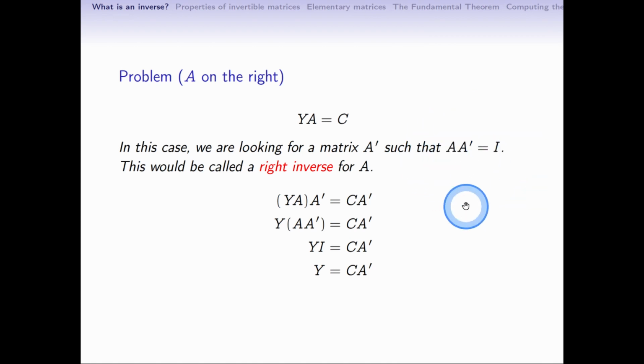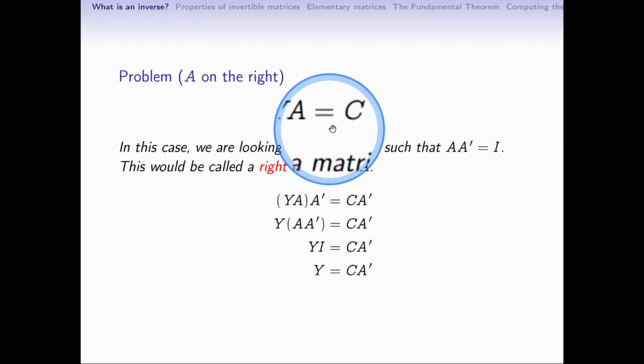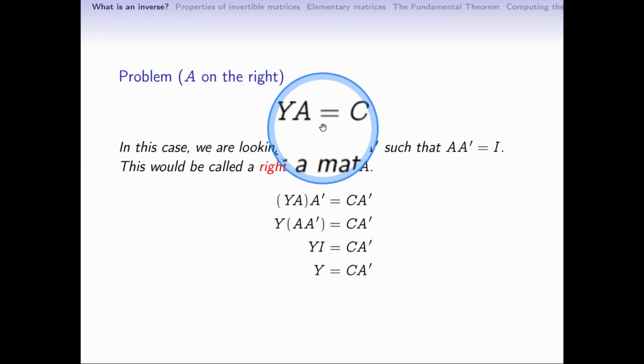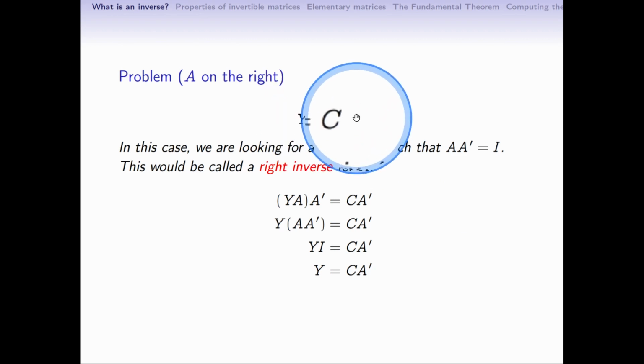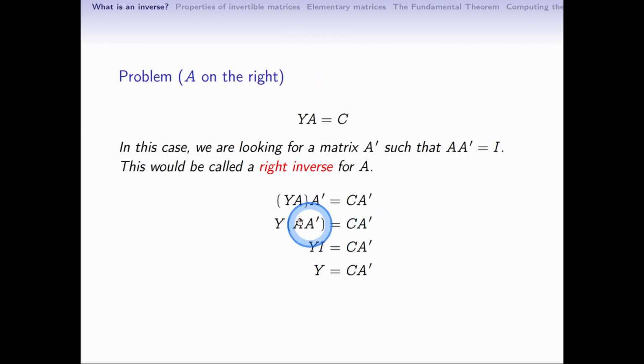Now, let's see how we can make use of this right inverse for A in solving an equation of this type. What we're going to do is multiply by A prime on the right side of both the left and the right sides of this equation. So we're going to get YA times A prime is equal to C times A prime. In other words, A prime is appearing on the right on both sides of this equation.